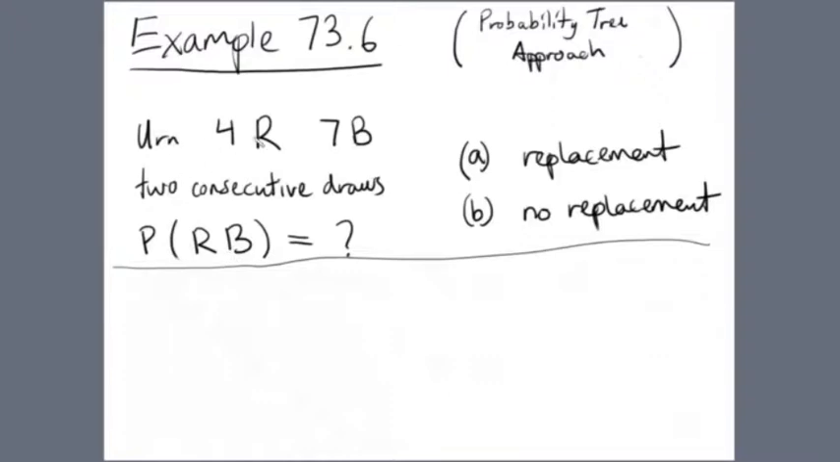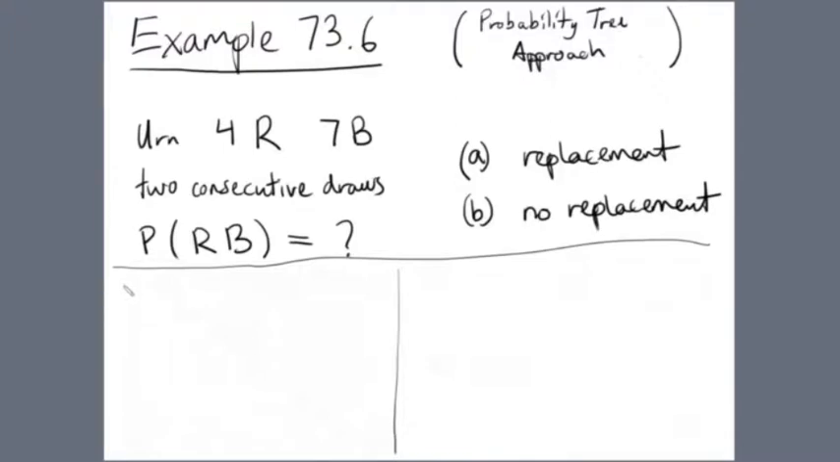Well, we've got an urn with 4 red marbles and 7 blue marbles, and we're drawing twice from this urn. And we'd like to know what are the chances we draw a red on our first draw and then draw a blue on our second draw. And we'll solve this problem in 2 different cases. One where the experiment involves replacement of our draws, and another where the experiment doesn't involve replacement of our draws.